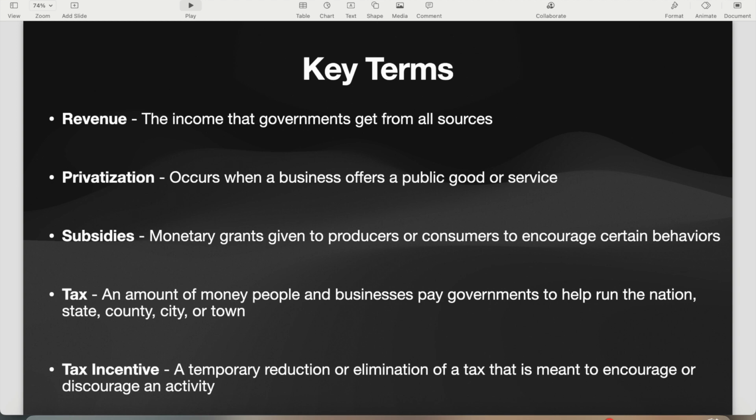Okay, so those are the key terms for Chapter 11.